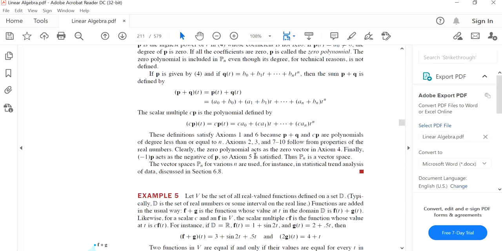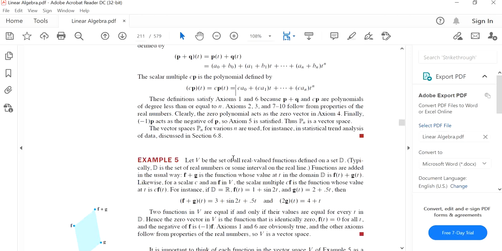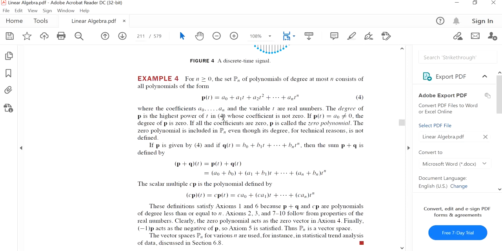Similarly, if you multiply, you'll get something equivalent to scaling those vectors and so on. So if you check all the axioms, you'll see that all the axioms are satisfied here as well. So Pn is a vector space, and this is a very important result because it is used in lots of statistical trend analysis of data.